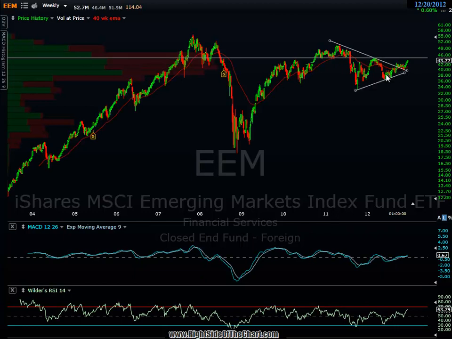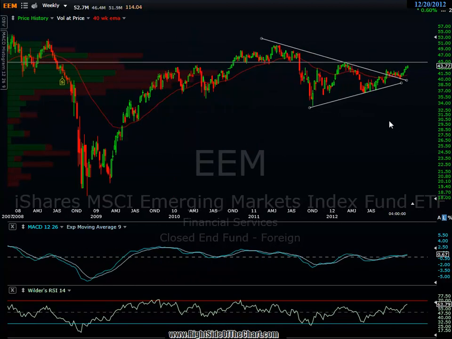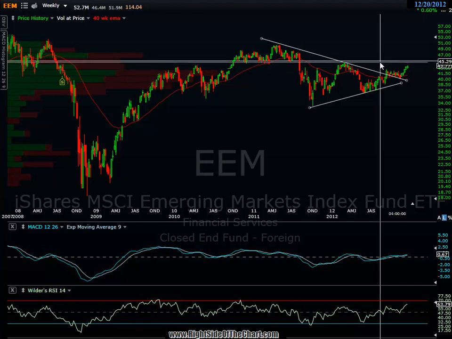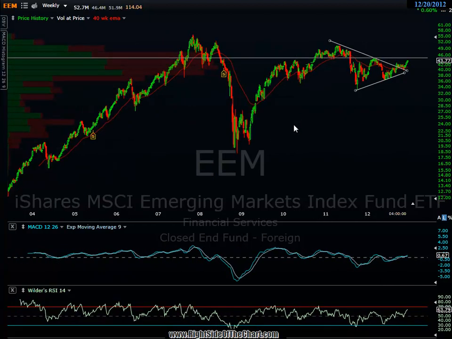EEM, symmetrical triangle breakout, and retest here. Obviously bullish, no other way to spin that. Here's a horizontal resistance level, pretty significant level in my opinion. Quite a few reactions defining this level, and that is not far overhead, as you can see there. So that would be 45.